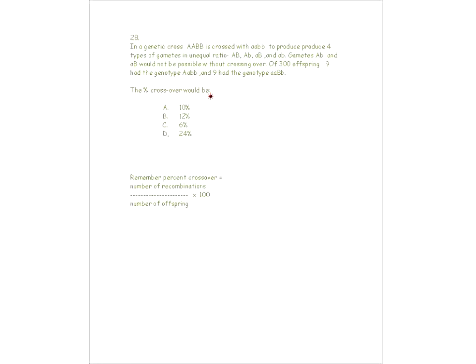It says find the percent crossing over. To find the percent crossing over, we need to use this formula. We find the number of individuals that represent recombinations. We divide that by the number of offspring given in the question, and that fraction gives us a decimal. We multiply that decimal by 100, and that's going to give us the percent crossing over. So you always need to know that formula.